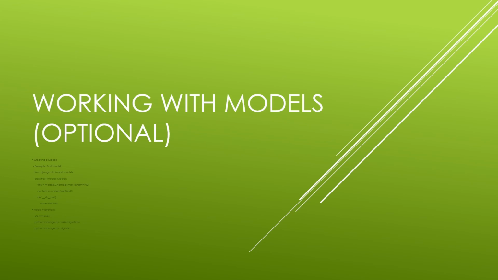Models in Django represent your data. For example, you might define a Post model to store blog posts. Models are created using Django's Object Relational Mapping, or ORM, which automatically translates Python code into database queries. Once you create a model, you can apply migrations to update your database structure.